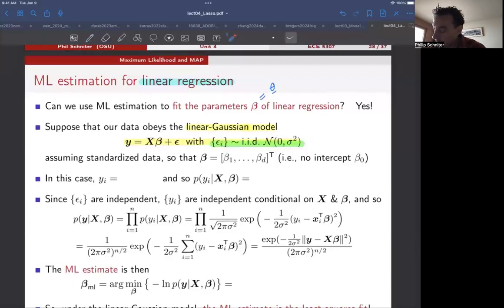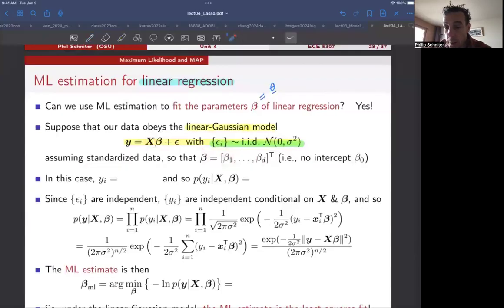Okay, just another quick comment. I think earlier we saw this with the A matrix, and that's what you want if you're using an intercept term. But we're going to assume that beta 0 equals 0 because we standardize the data. And so in this case, our beta vector starts with beta 1 and goes up to beta d.